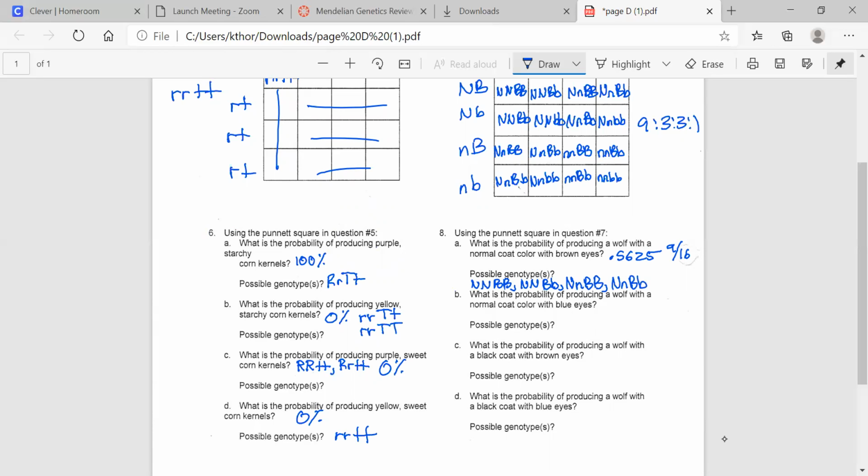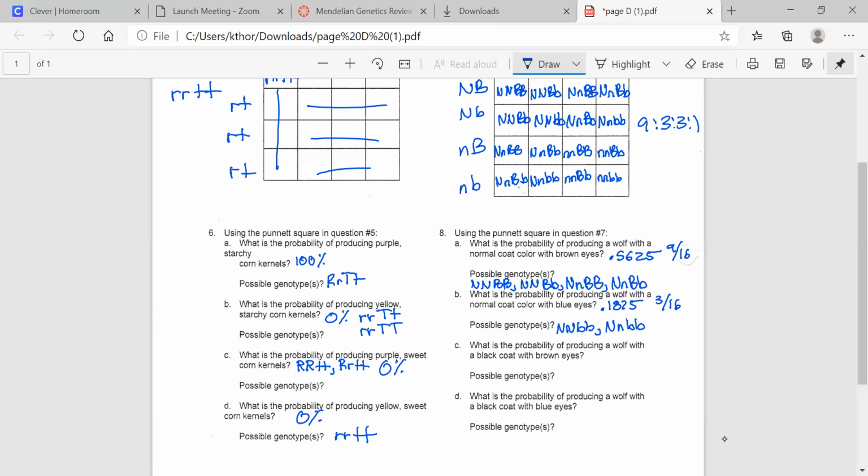What is the probability of producing a wolf with normal coat and blue eyes? That is going to be 0.1875 or 3 out of 16. The genotypes for the normal coat and blue eyes would either be homozygous dominant, homozygous recessive, or heterozygous, homozygous recessive.